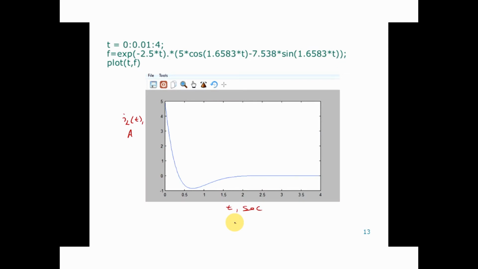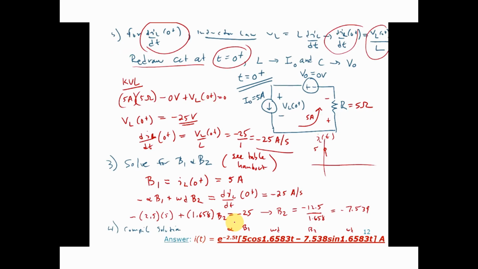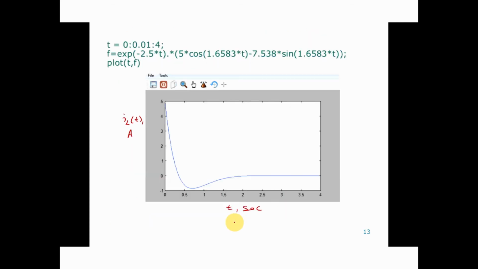And what I like about having MATLAB and everything is you can plot these things. Here I'm plotting it in FreeMat. I'm making a t vector that goes from 0 to 4, and my f, really this should be i, but it's just a function: e to the minus alpha t times b1 cosine omega d t plus b2 sine omega d t. And this is what it actually looks like.